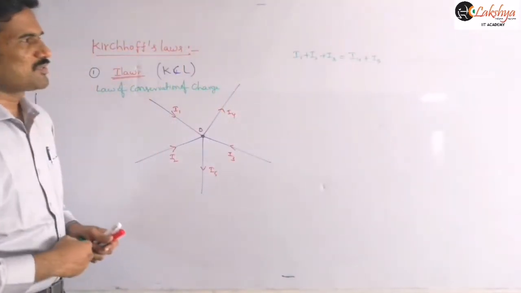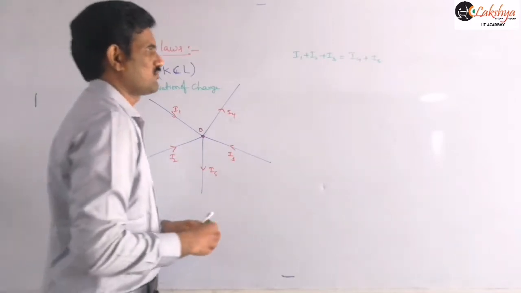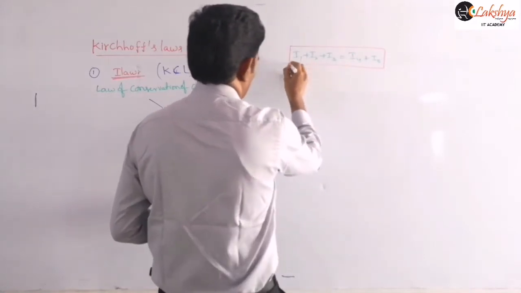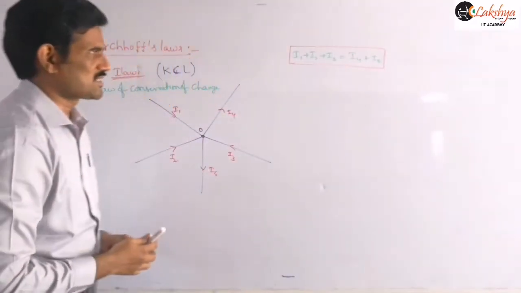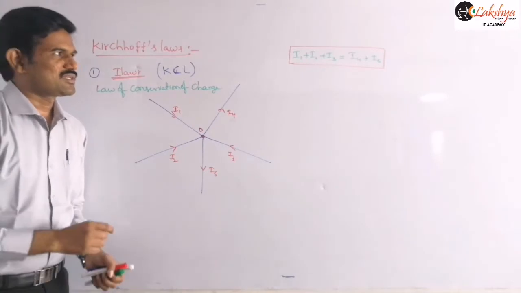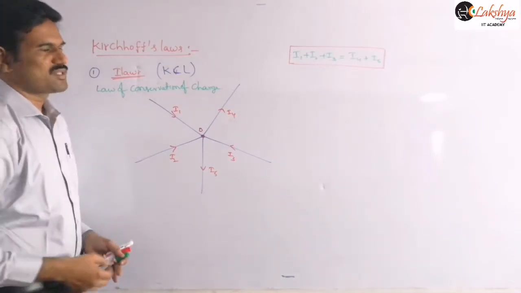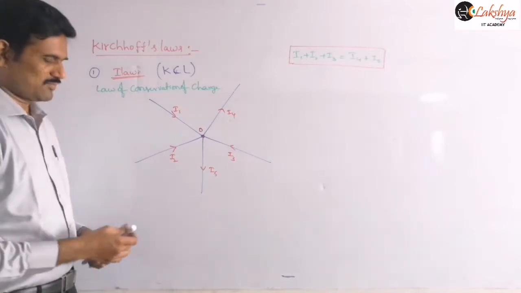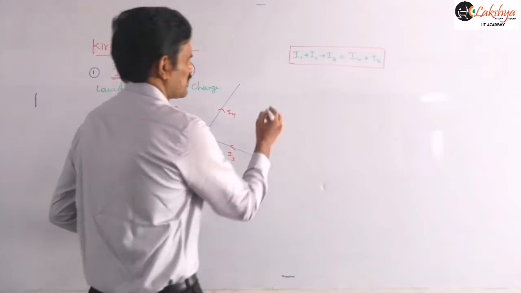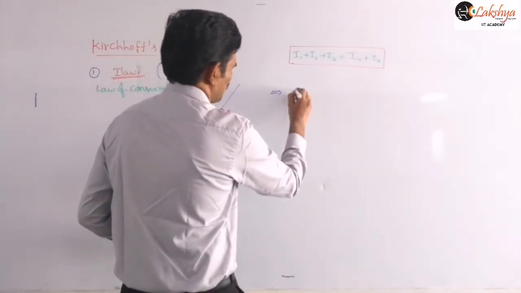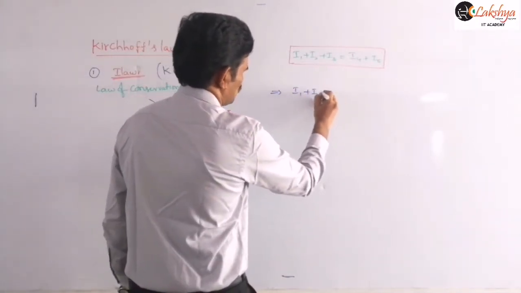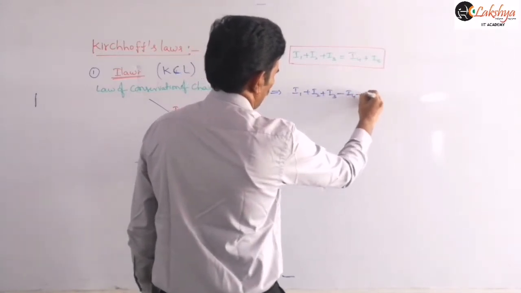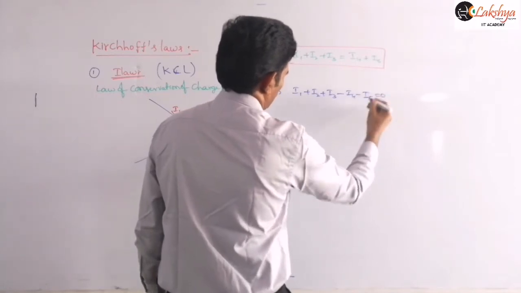That is our simple statement here. The Kirchhoff first law is very simple: the sum of currents flowing into the junction is equal to the sum of currents flowing out of the junction. So in this example, I1 plus I2 plus I3 is equal to I4 plus I5, right? Now this can also be expressed in another way. Suppose I write this equation as I1 plus I2 plus I3 minus I4 minus I5 is equal to 0, right?